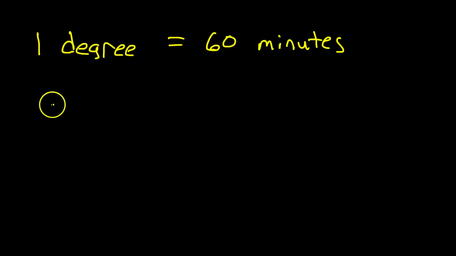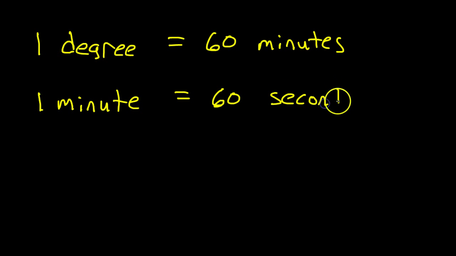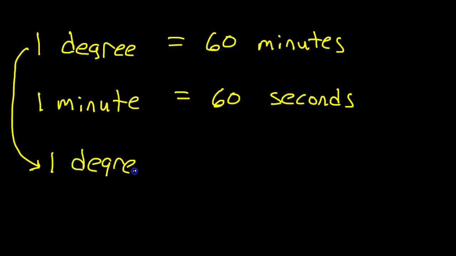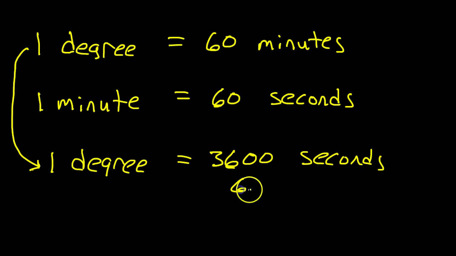So also 1 minute can be further divided into 60 seconds. Okay, and if I wanted to go directly from degrees to seconds, I could say that 1 degree is equal to 3,600 seconds. Okay, that's 60 times 60. Alright, so keep that in the back of your mind.